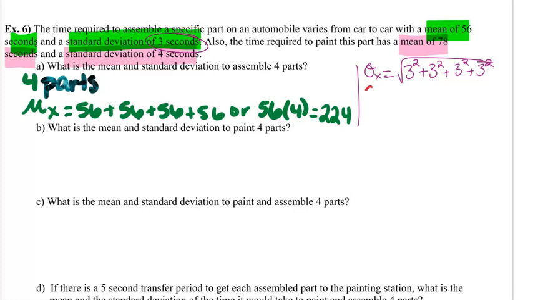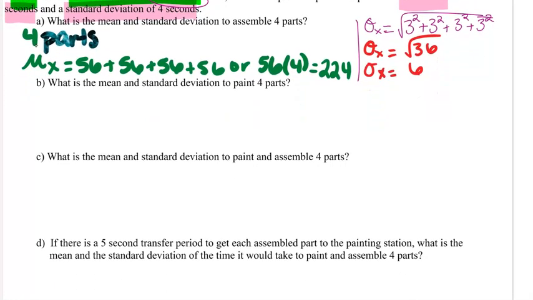Okay. Again, I already talked about 3 squared. We know 3 squared is 9. So you have 9 4 times. That's going to be 36. And we know the square root of 36 is 6. Okay. So we've got our first piece. We know that to assemble 4 parts, we have a mean of 224 seconds and a standard deviation of 6 seconds.